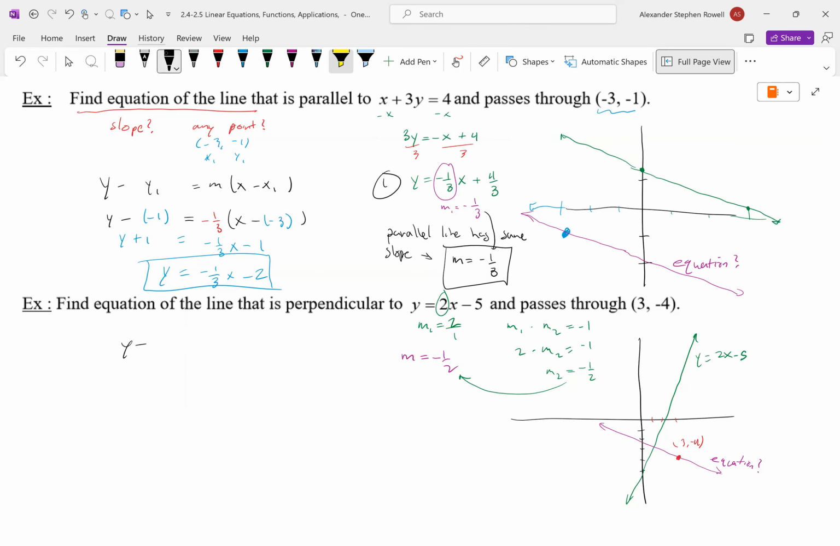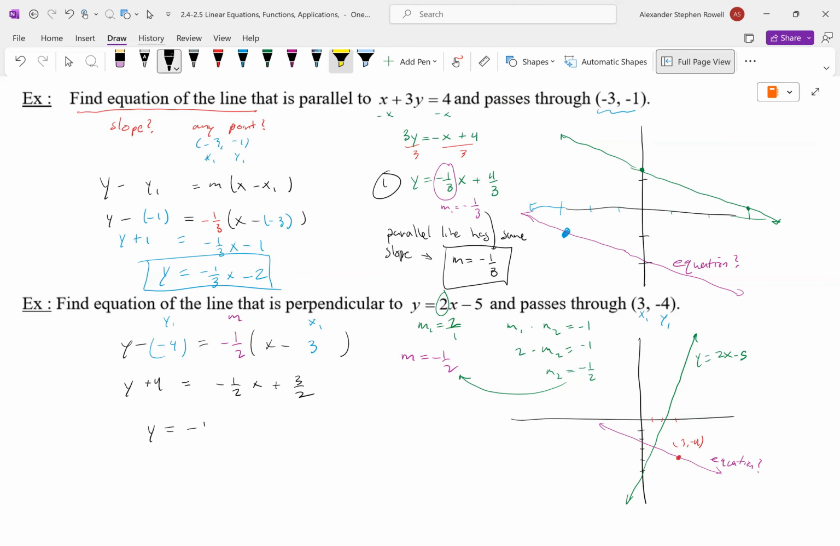y minus, what's y1? Yes, -4. We'll put in parentheses so we don't have the double negative next to each other. And our slope, we said, is -1/2. The most common mistake I get is people write 2 there. So this is our slope, and x1 is 3. x1, y1. y plus 4 is equal to -1/2 times (x minus 3).